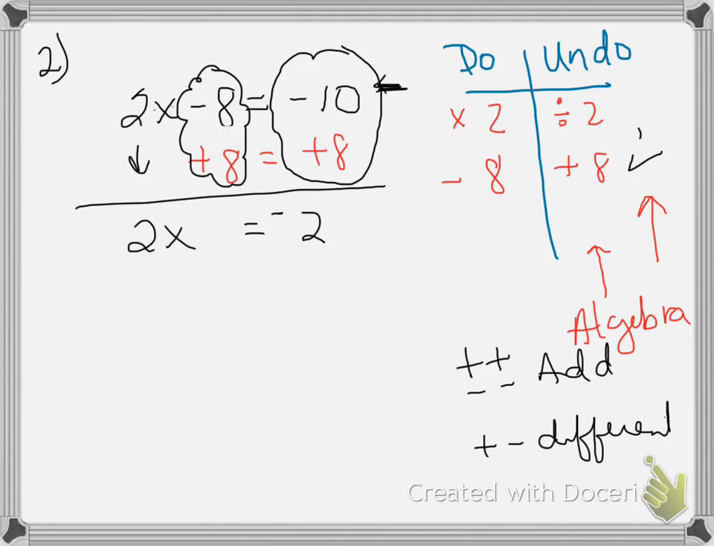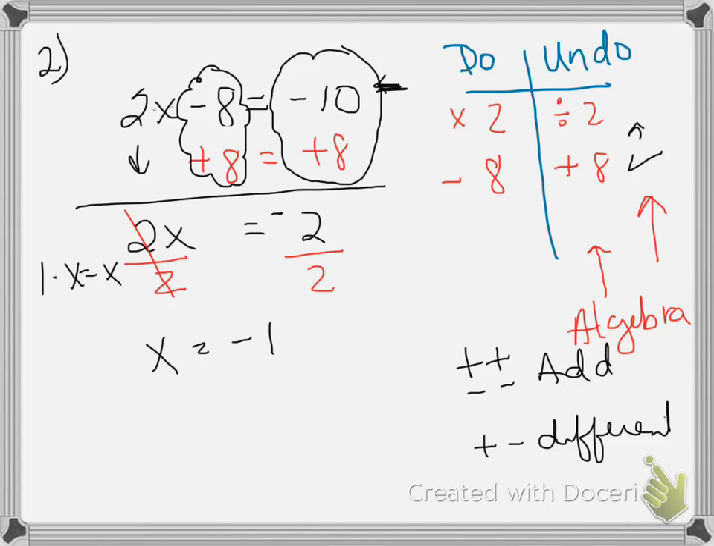Then we keep going up, and the next thing we're doing is divide by 2. What's my variable? It's x. What's being done to x is being multiplied by 2, so the opposite is divide both sides by 2. Don't forget, 2 divided by 2 is 1, and 1 times x is really just x, 1x, so we just put an x here. Negative 2 divided by 2 is negative 1.